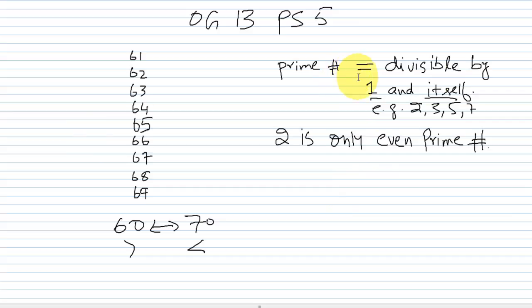A prime number is divisible by 1 and itself only. For example, number 2, it only has two factors, 1 and 2 itself. Same thing with number 3, same thing with number 5, and same thing with number 7, and so on. So if there's a number that's only divisible by itself and 1, that's a prime number.